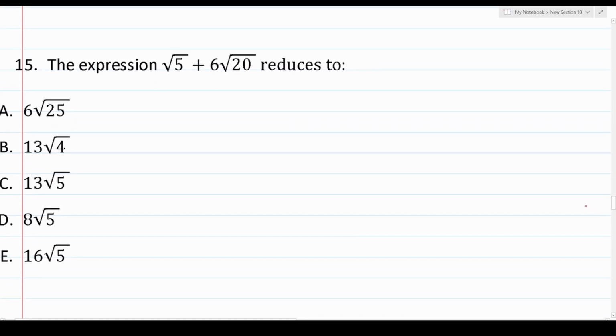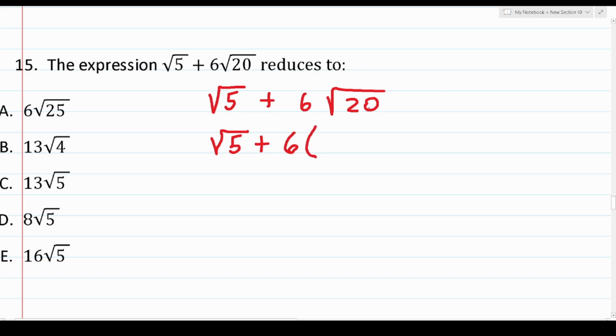All right, number 15 says express the expression square root of 5 plus 6 times the square root of 20 reduces to. So in this case, we're working with some radicals and we want to reduce this expression. Again, I'm going to start by copying this down. We have square root of 5 plus 6 times the square root of 20. I can't reduce the square root of 5 any further, so I'm just going to leave that as is. That said, I'm going to pull this 6 out to the side for a moment, and I'm going to think about how I could reduce this square root of 20.